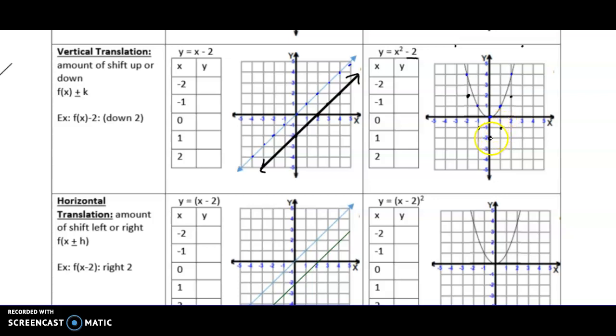All right, so go ahead and connect your dots. Just try to connect them as nice as you can. It's a little tricky to do. Just do the best you can. Okay, so that was that original function shifted down 2.